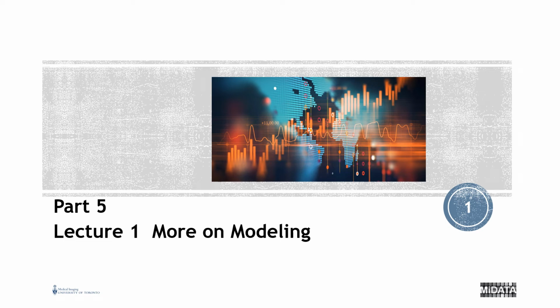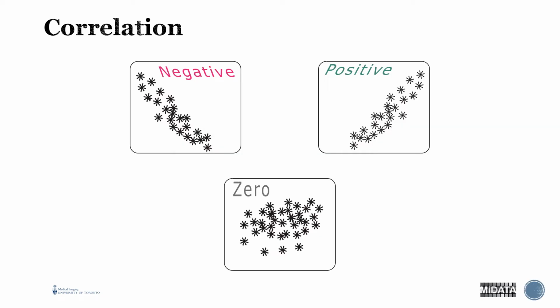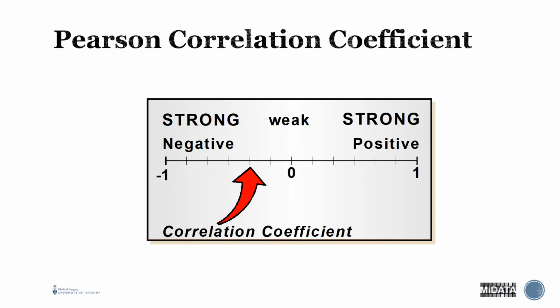Okay, we're back for more on modeling. Correlation varies between -1 to +1, with 0 being, oh darn, I have no relationship between my variables. Now I'm happy to report that you are all capable of calculating the Pearson correlation coefficient. Fantastic.